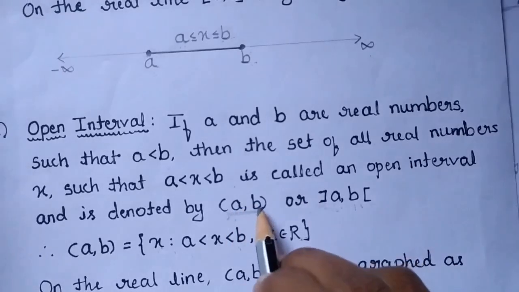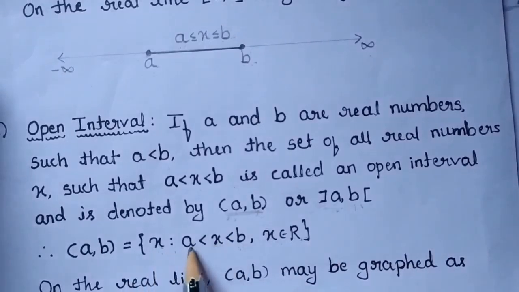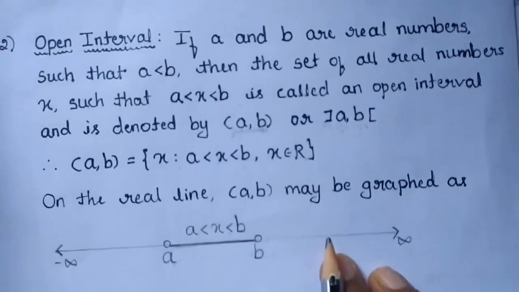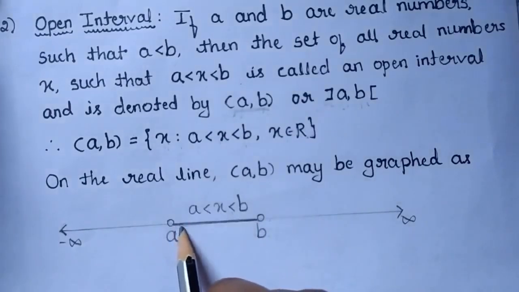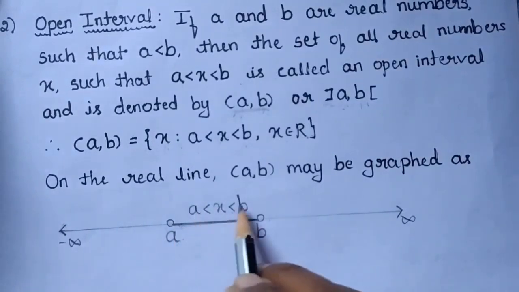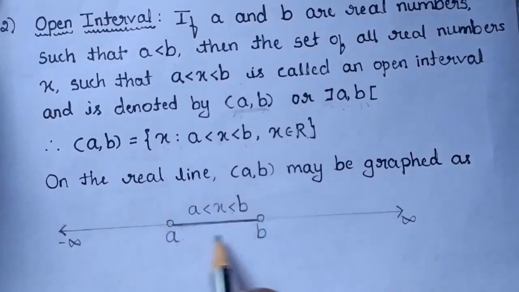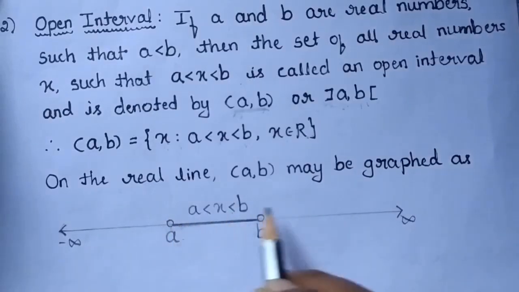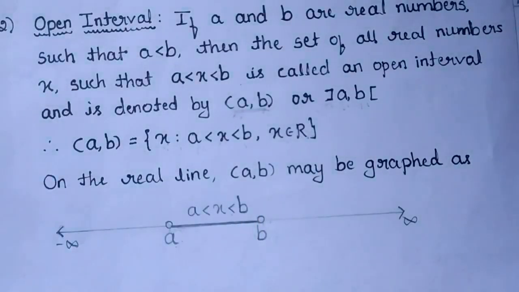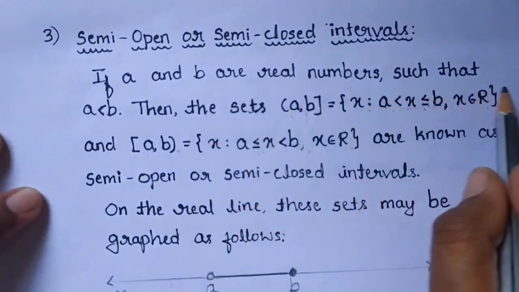And this interval is the same as the set containing x such that x is greater than a and less than b, where x is a real number. The same thing can be represented on the real line. Darken the line from a to b. As a and b are not included, just draw a circle at a and b. Don't darken the circles.